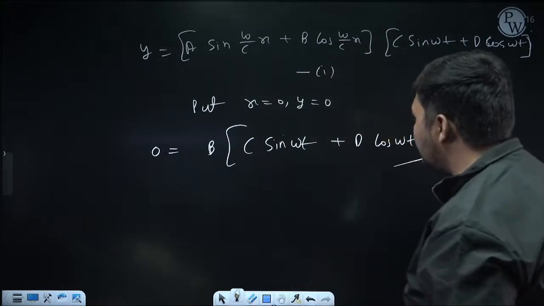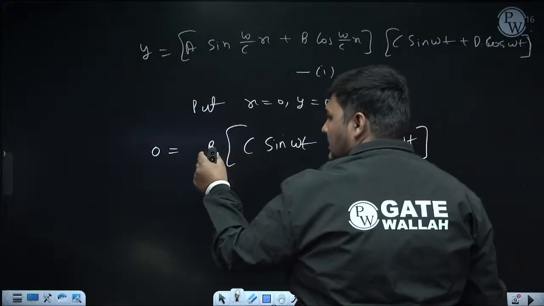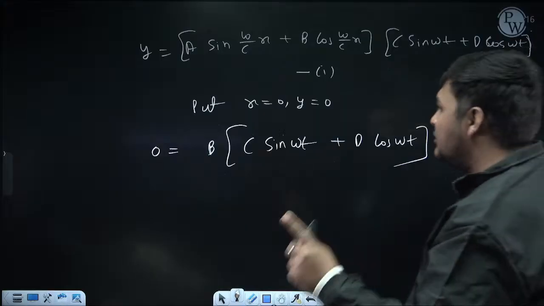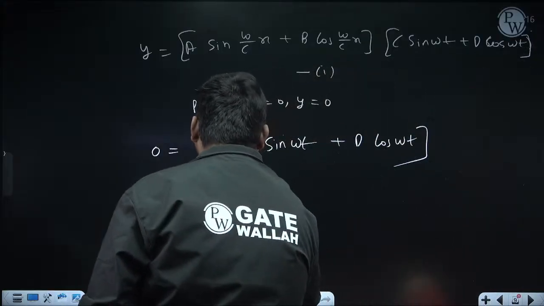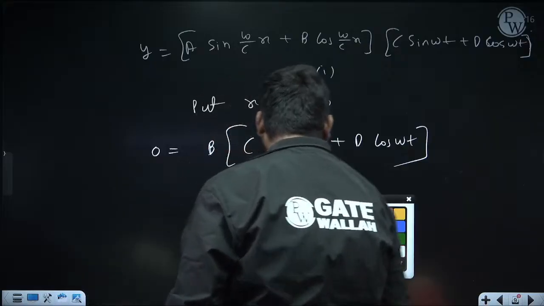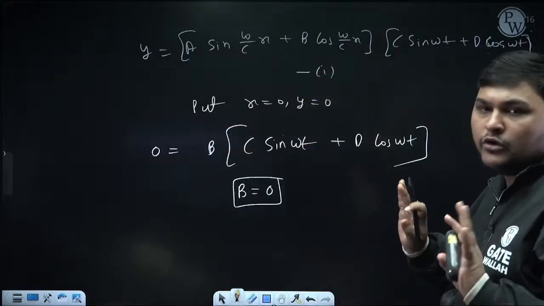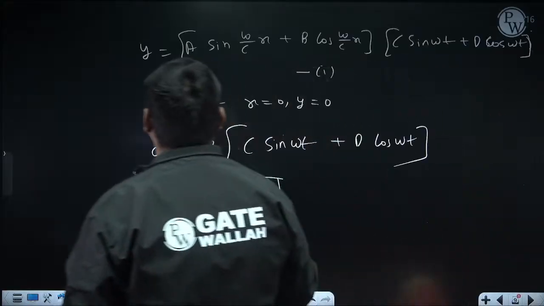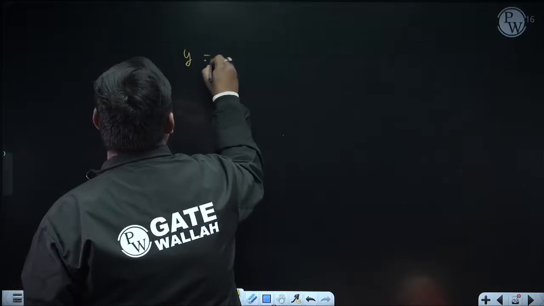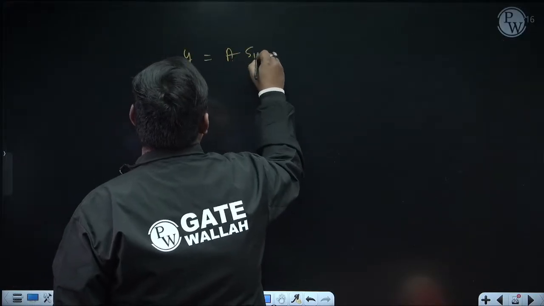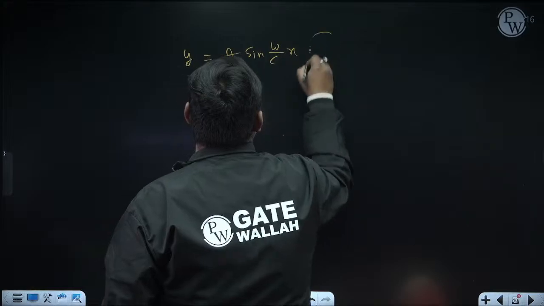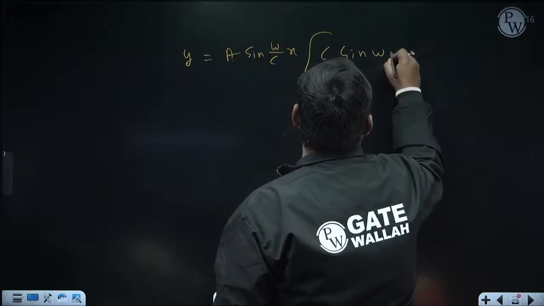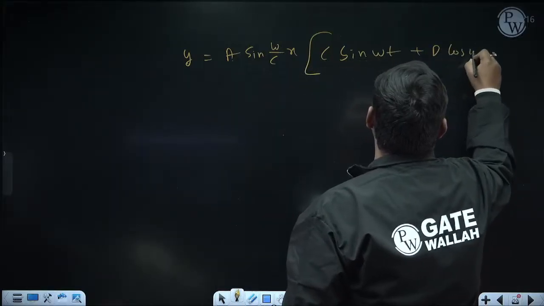Now when is this 0 possible? When B is 0. Because this term will not always be 0, otherwise how would vibration occur? So can I say here the value of B is 0? So I got the value of constant B. This is only for understanding, you need not mug anything here. Now I will put this value of B equal to 0 in equation 1. So the equation of y will become A sin(ωx/C) times C sin ωt plus capital D cos ωt.